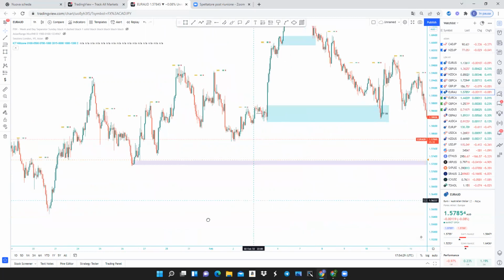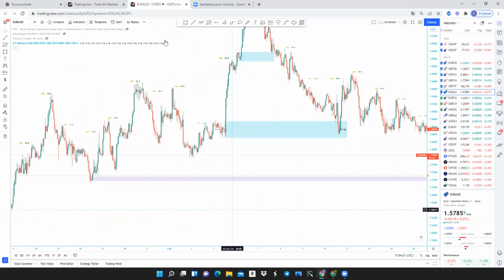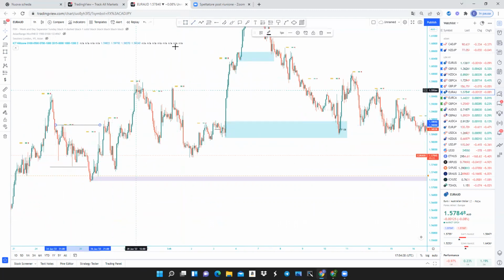Let me see some other examples here. The reason why I have this marked out is because it manipulates all of this, and then it breaks structure. Okay, and overall, it breaks structure, even the major structure here to the upside. So this is for me a very good order block.